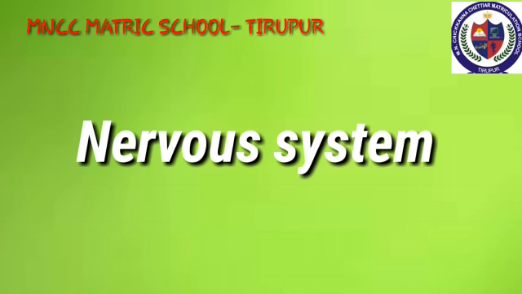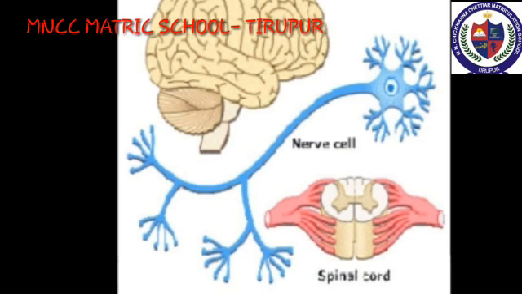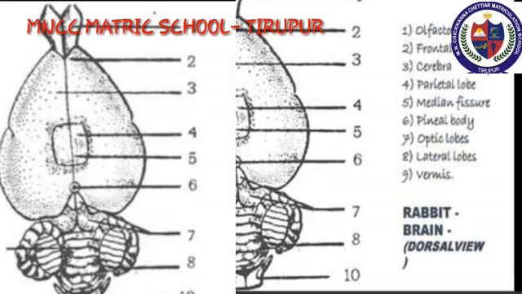Next, nervous system. The nervous system in rabbit is formed of the central nervous system, peripheral nervous system and autonomic nervous system. The central nervous system consists of the brain and spinal cord. The peripheral nervous system is formed of 12 pairs of cranial nerves and 37 pairs of spinal nerves. Next, the autonomic nervous system comprises sympathetic and parasympathetic nerves.